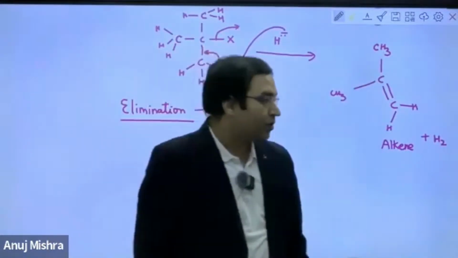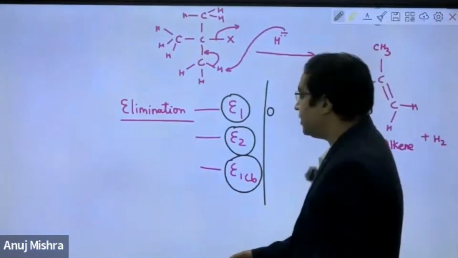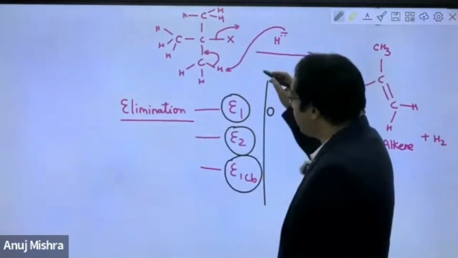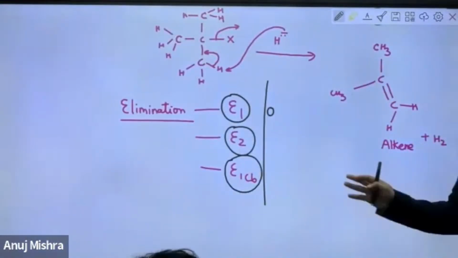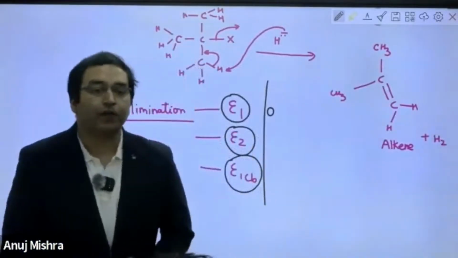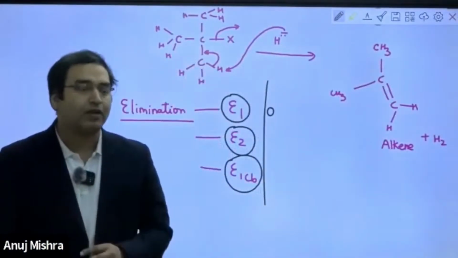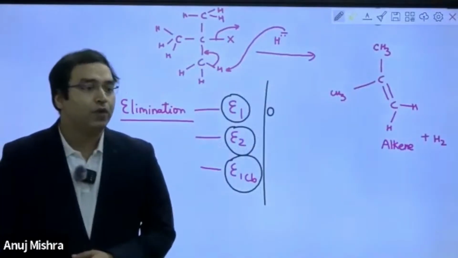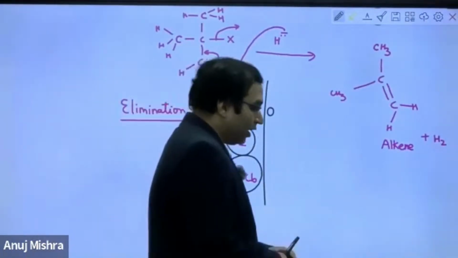Let's start. So we were talking about elimination. What is elimination? So just mention 3 types of elimination are there: E1, E2, E1CB. Now, what is E1, E2, E1CB? That is 12th standard portion. We'll do in 12th standard. Will not bother right now. You don't need to understand it exactly right now because that's part of 12th standard mostly. In detail we'll do. But what is elimination? You should understand the basic idea.